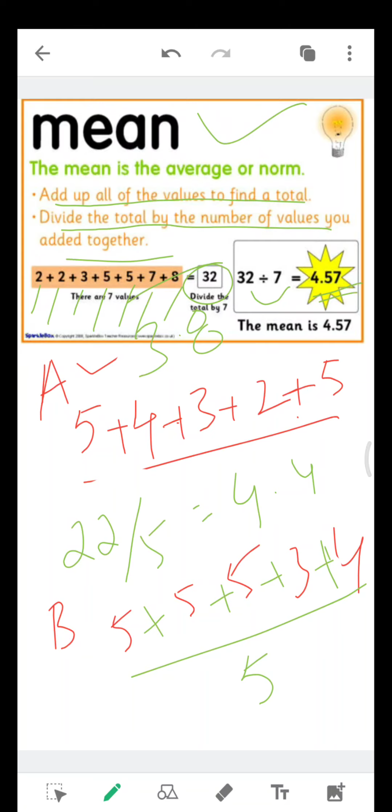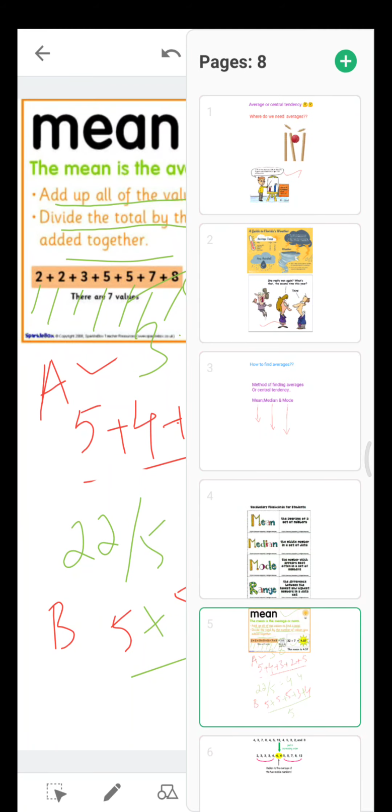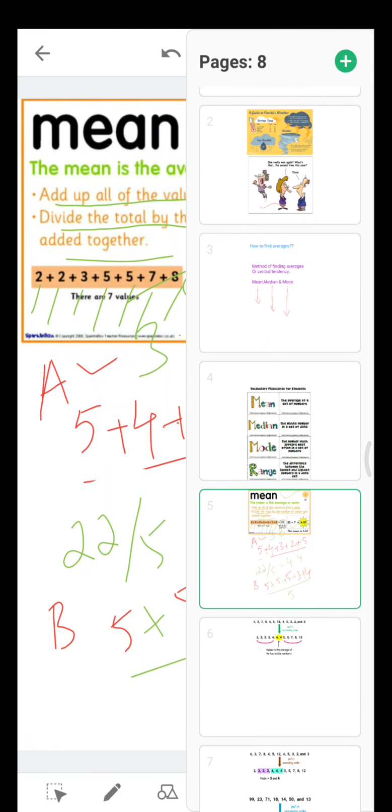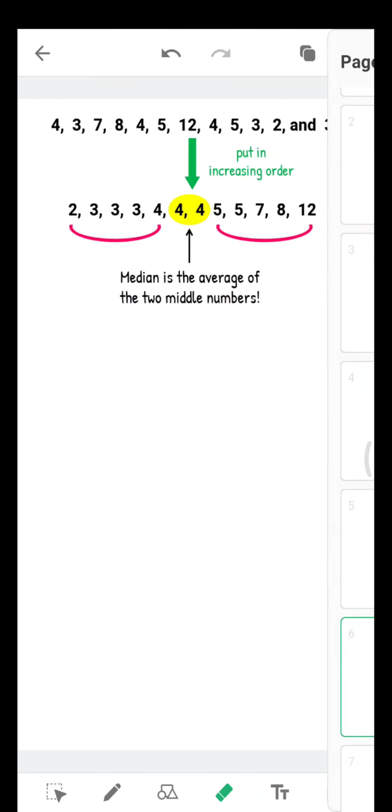Got it, everyone? So basically we use a formula for that, that is sum of all observations by total number of observations. What is the formula for finding mean? Sum of all observations by total number of observations. Okay, let's see the other method of finding central tendency. That is, next one is median.